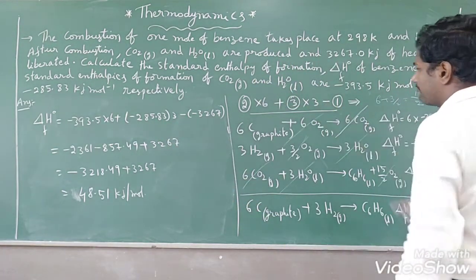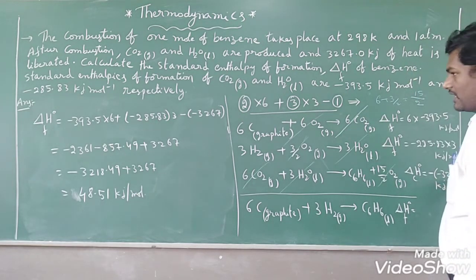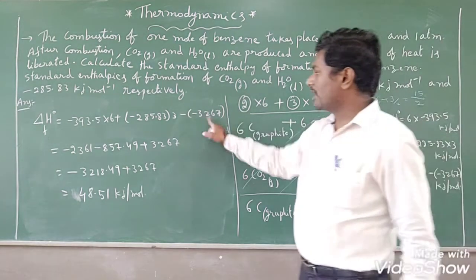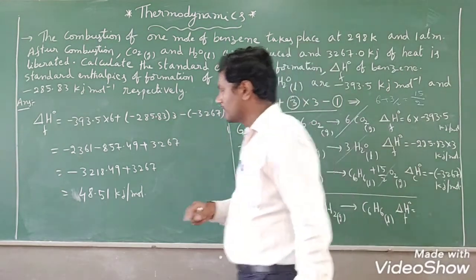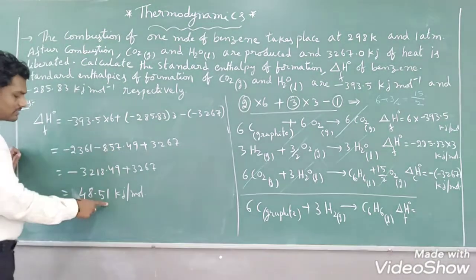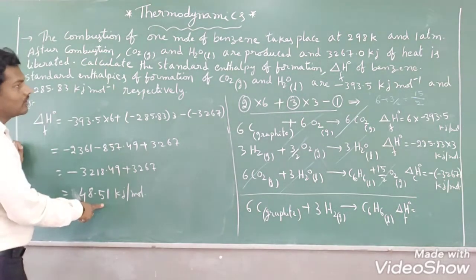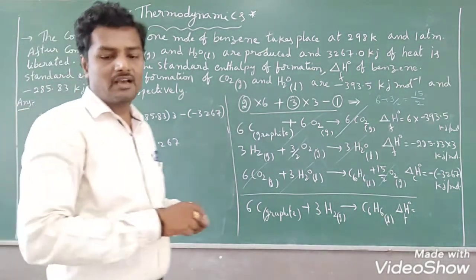A negative sign of the first equation value. The first equation value is minus 3267. So minus of minus this value. Then you do each calculation, definitely you will get this answer, students. After calculating all these things, I have got 48.51 kilojoule per mole. This is the procedure we have.